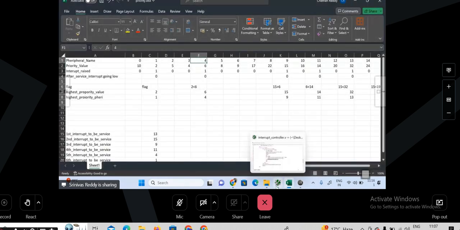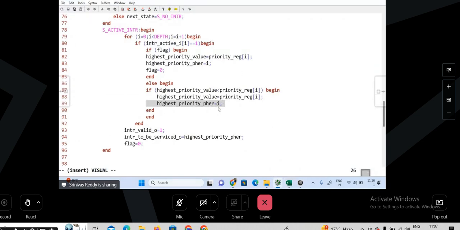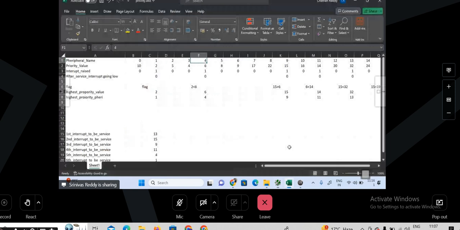Okay, first in this program, what we have done is we take this value and start comparing with whoever raised the interrupt. If it is less than, we take this value. Again, we are comparing. Again, we are comparing. Do you understand? Now, once we get all the highest priority peripherals, then we need to do this. Is it clear?